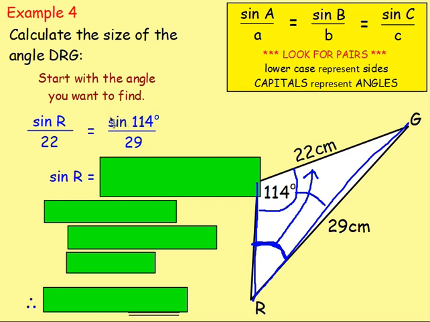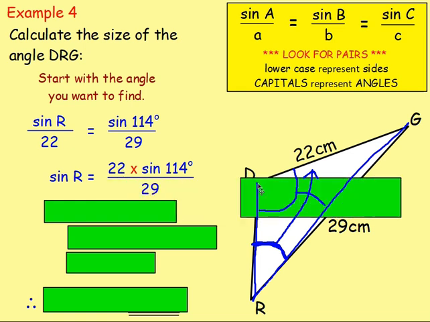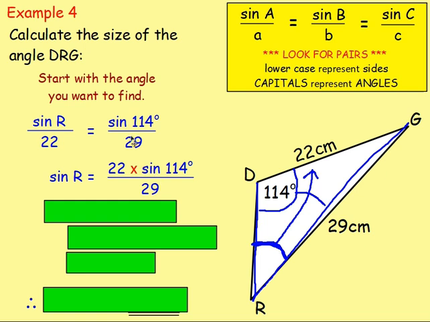When you multiply by 22, again, when you times, put it on top, but put it in front of sine. So it's going to be the sine 114 times 22, but write as 22 times sine 114. And we're still dividing by 29. Notice the only difference between this line and this line is the times by 22. From there, if you work that out on the calculator, you get 0.69303 and so on.